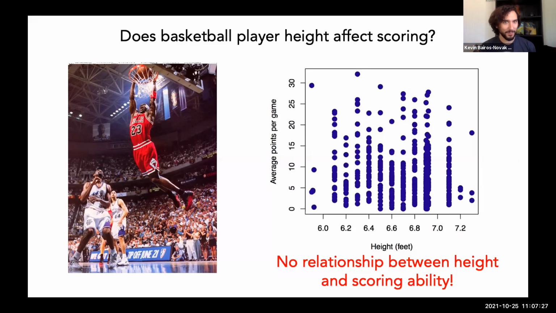Basketball players need to be tall to play the game. So how is this possible, that there's no relationship between height and scoring? And this, again, is probably ringing some alarm bells in you, and that's a good thing.